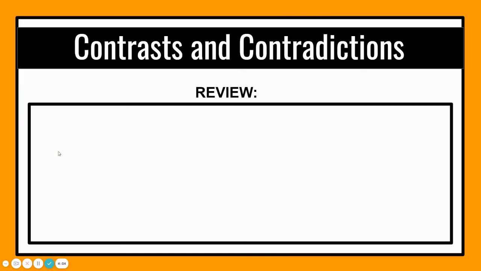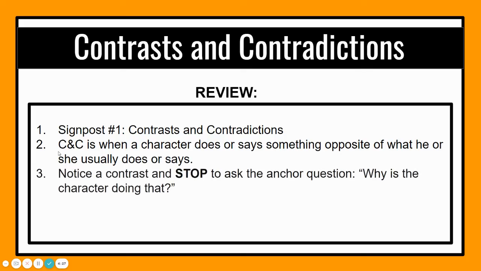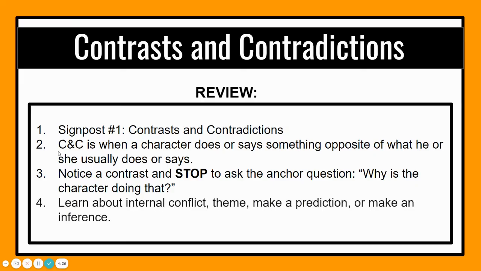Let's review what you've learned so far. The first signpost is contrasts and contradictions. A contrast and contradiction is when a character does or says something opposite of what he or she usually does or says, or opposite of what we would expect them to do. When we find a contrast or contradiction, we must stop and ask, why is the character doing that? And the answer to this question can help teach us about the character's internal conflict, theme, help us make a prediction, or an inference about the plot.